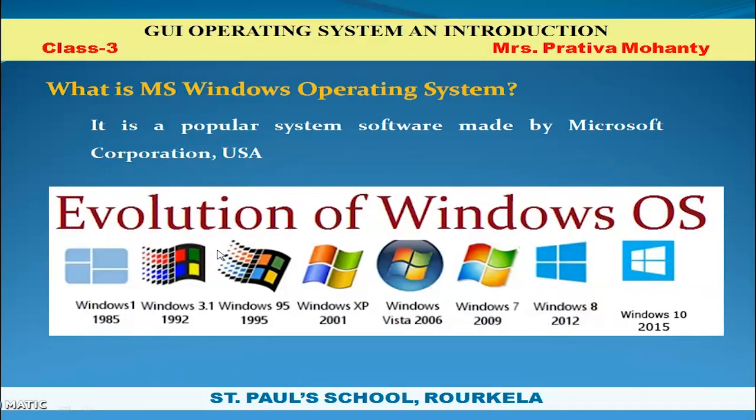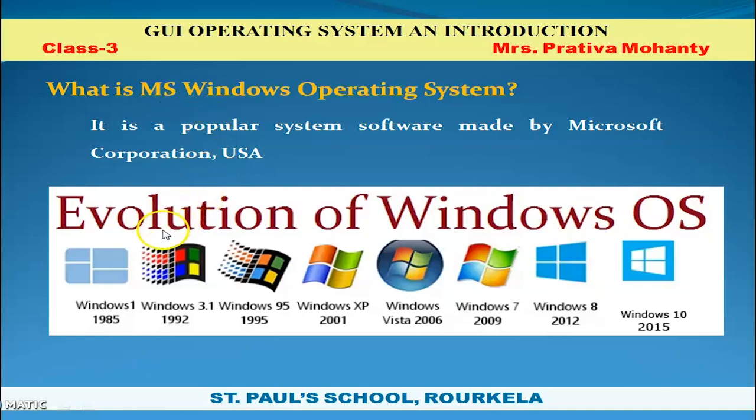Now in this chapter, we will learn about GUI operating system. That means Windows operating system. So what is MS Windows operating system? It is a popular system software made by Microsoft Corporation. That's why the name is given MS Windows. MS means Microsoft.